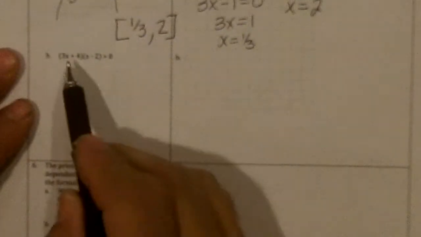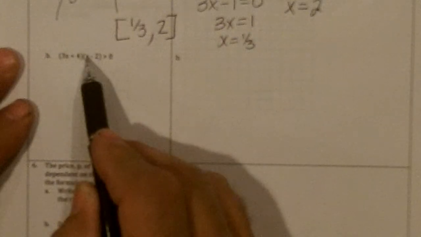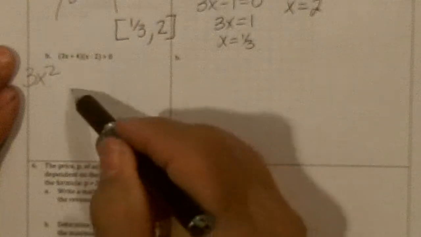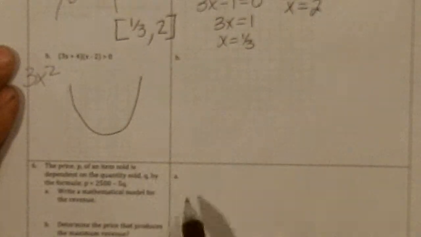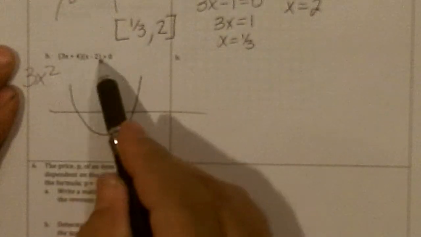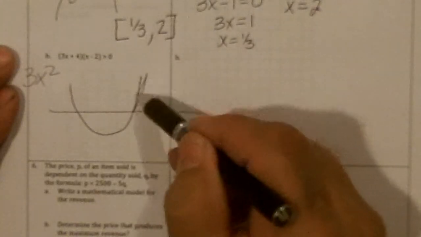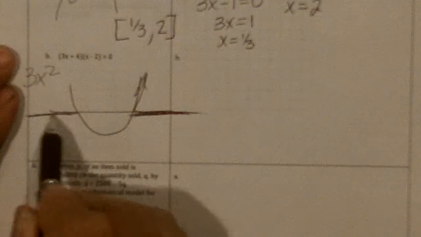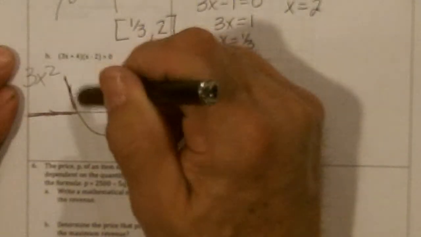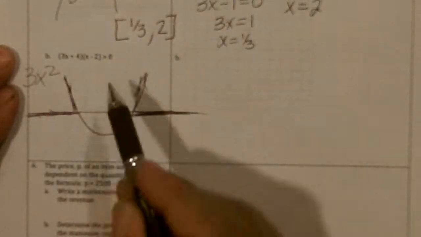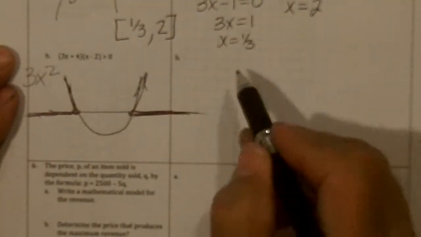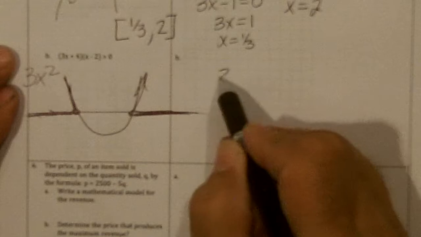B. This is going to be 3x times x, so it's going to be 3x squared. So this is a right side up parabola. And the part that's greater than 0 will be this piece. So we want the x's over here, and we want the x's over here where this is bigger than 0. So we again have to find the zeros. Well, it's already factored, so we just set the factors equal to 0.